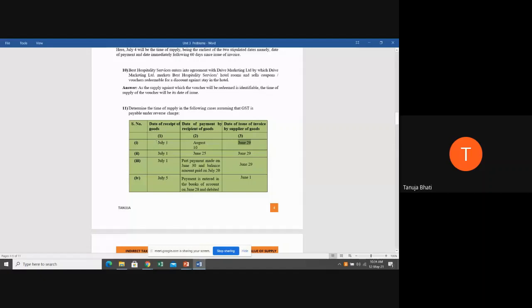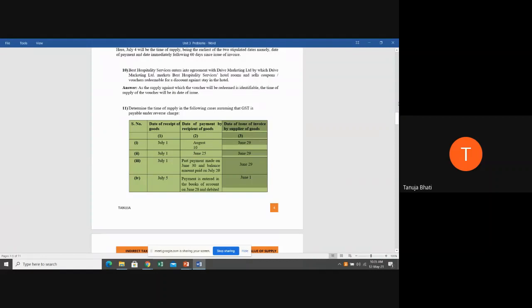So can you tell me in this particular case, what is going to be the time of supply? July 1st, ma'am. July 1st. Okay, very good. So the next cases also are identical cases. So for this, what is the working that we need to do? First, we need to prepare one more column stating when does the date after 30 days from the date of issue of supplier of goods arises.